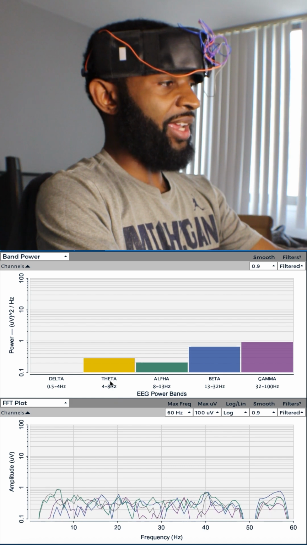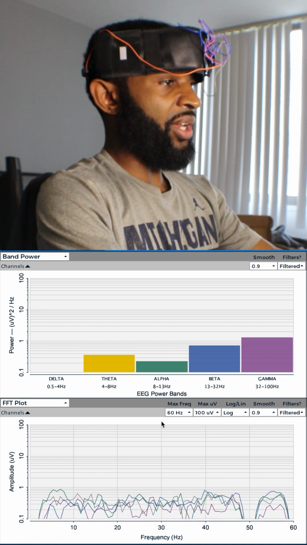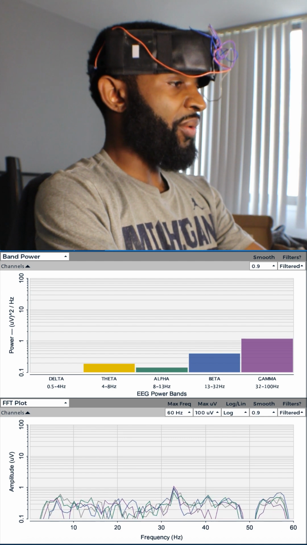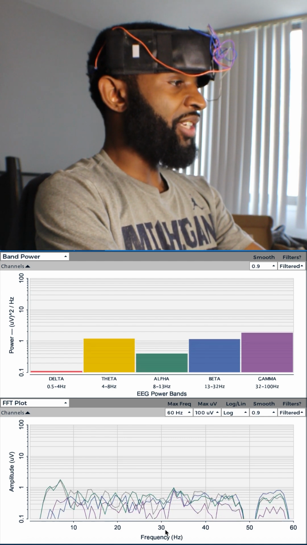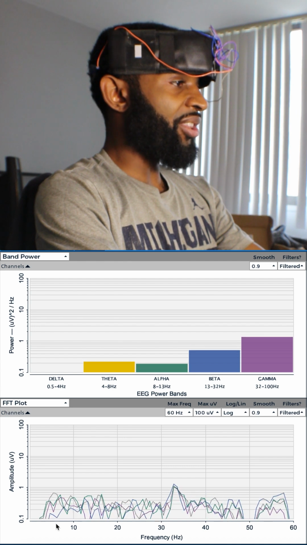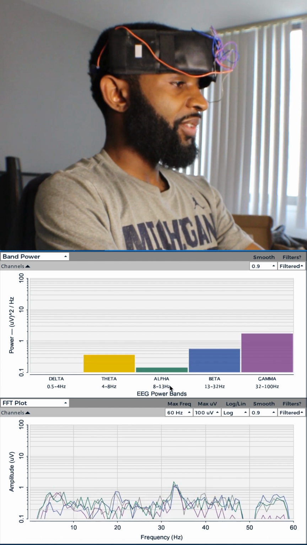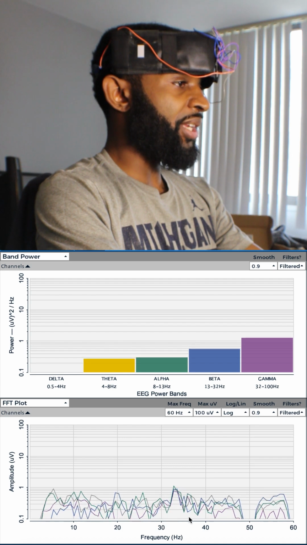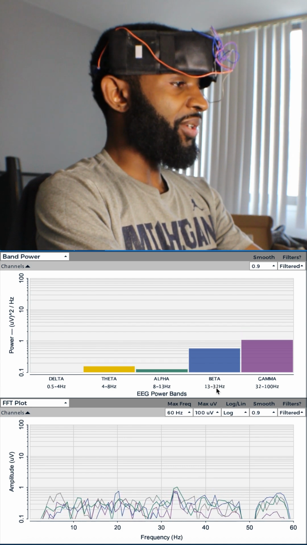You see the gamma high here. The gamma is 32 to 100, and this doesn't even show. It shows up to 60. So this is showing 30. This is the theta range, 4 to 8. So this range here is just theta. This is the alpha range, 8 to 13. Right here, the highest peak is 30 to 40, which is in what band? 30 is in between beta and gamma, which is shown here.